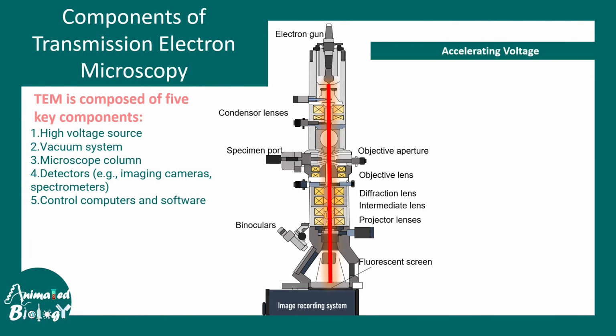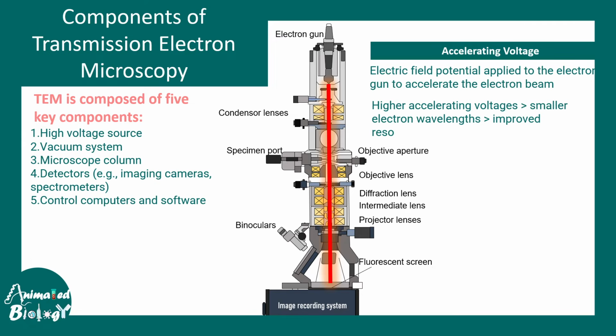It's important to note that there is one concept of accelerating voltage. Accelerating voltage is a voltage or a field potential which is applied to accelerate the electrons through this narrow tube. The greater the accelerating voltage, the smaller the electron wavelength, and the better the resolution. So basically, higher voltage means better resolution.